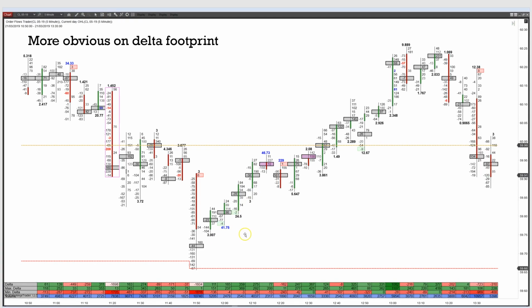Now, maybe it's a little bit more obvious on the delta footprint chart, with sellers tripping over themselves here. Look at that. All sellers. This is, to me, what retail selling looks like. Let me rephrase that. Coming in here, then you get these small inside bars. Look at this bar. It's got 5,000 contracts traded, which is half of what the previous bar was. Delta again is small. It's plus 111.